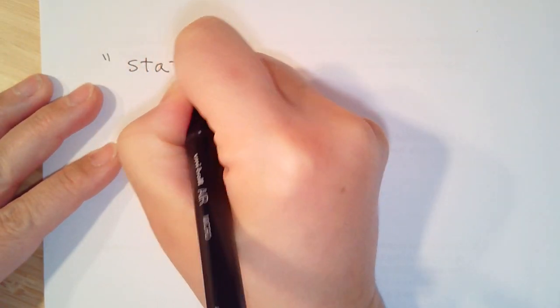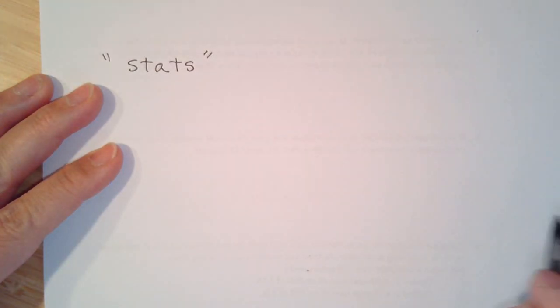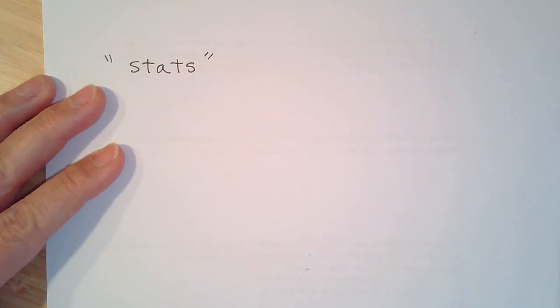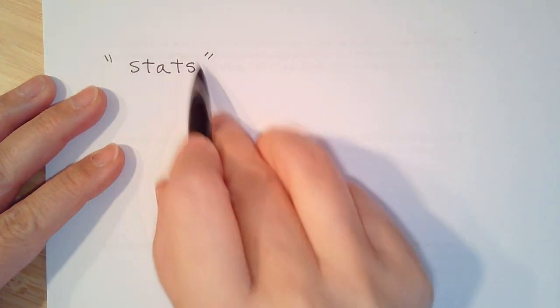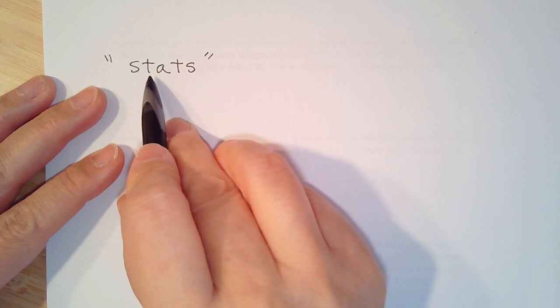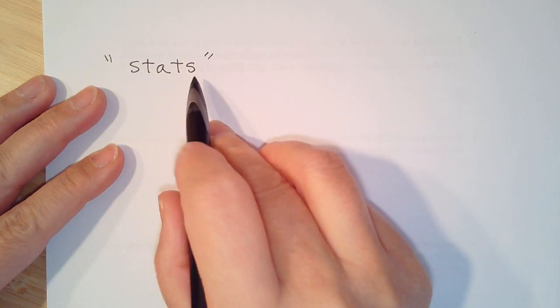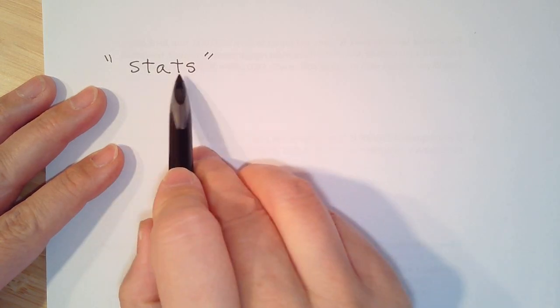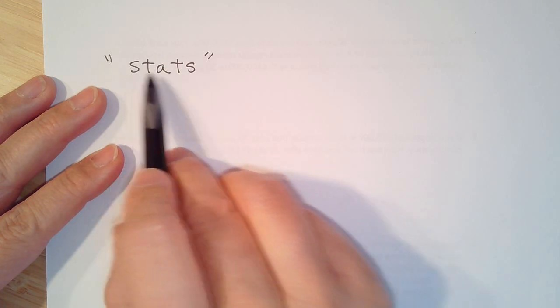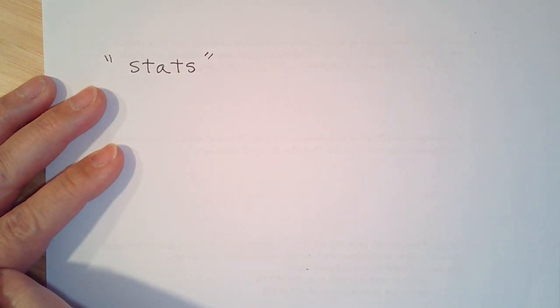Instead of the word STEAM, let's do this: STATS. This is short for statistics. How many different ways can you rearrange these 5 letters? Be very careful. Did you see this T and this T? They're the same. This S and this S, they are the same, right?